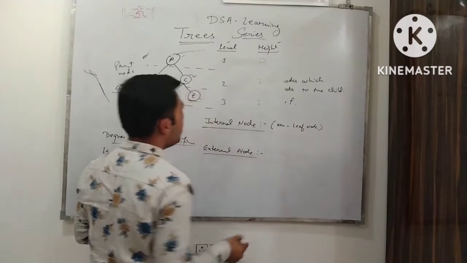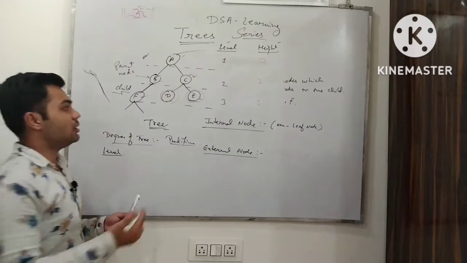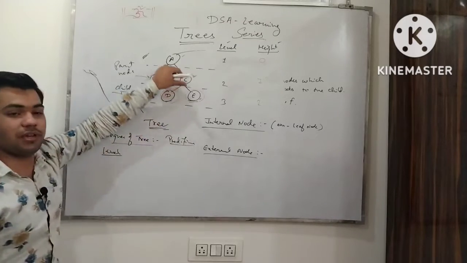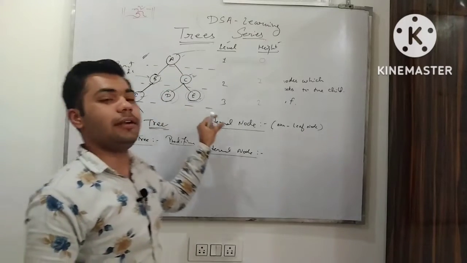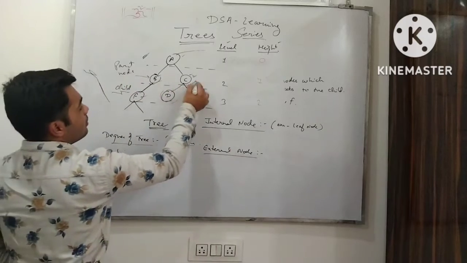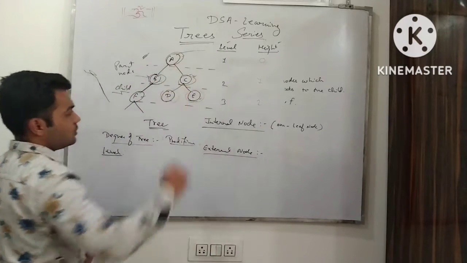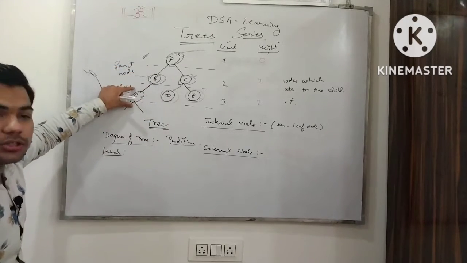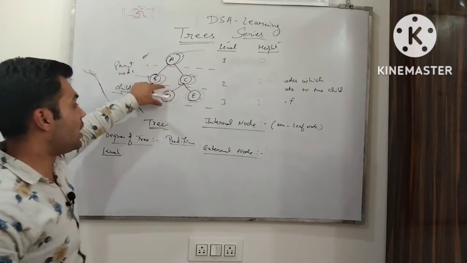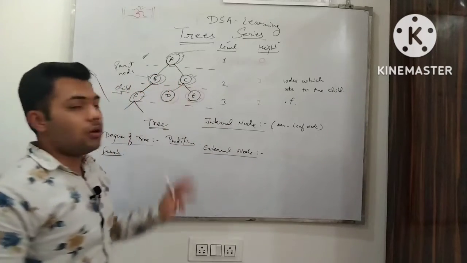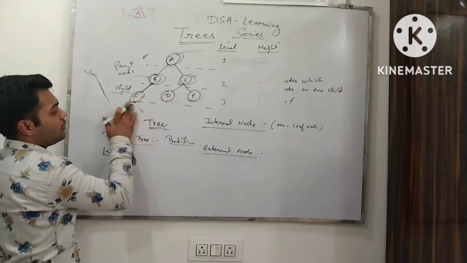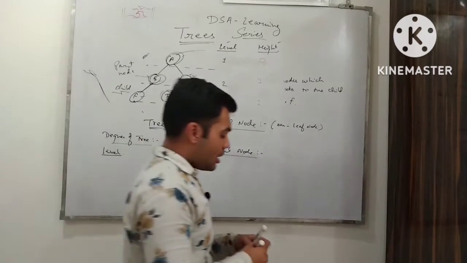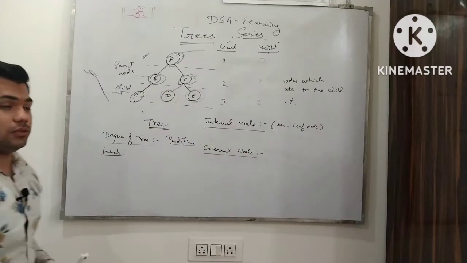So I hope you understand what the internal nodes are. The nodes which are the non-leaf nodes, which have their further classification in their child, are known as the internal nodes, like B, C, and A also. A is also an internal node. B is also an internal node because B has one child, F, and C has two children, D and E. So these are called the internal nodes, and F, D and E are the external nodes, the leaf nodes. Okay.